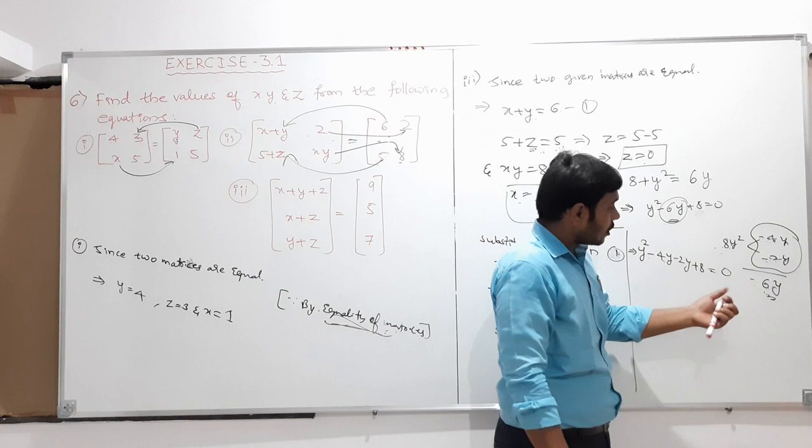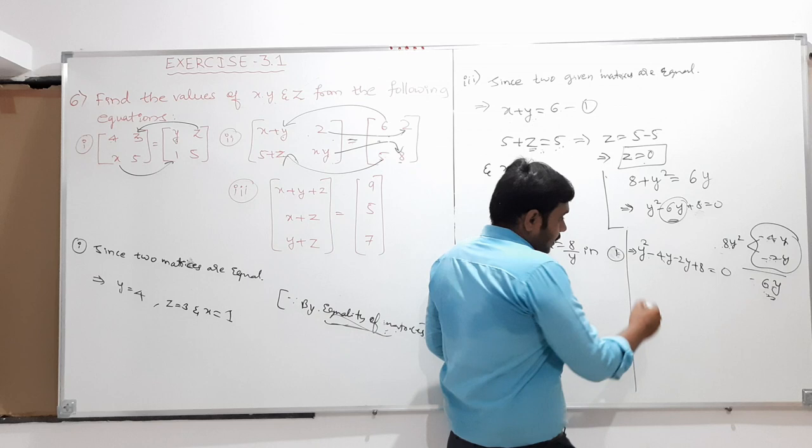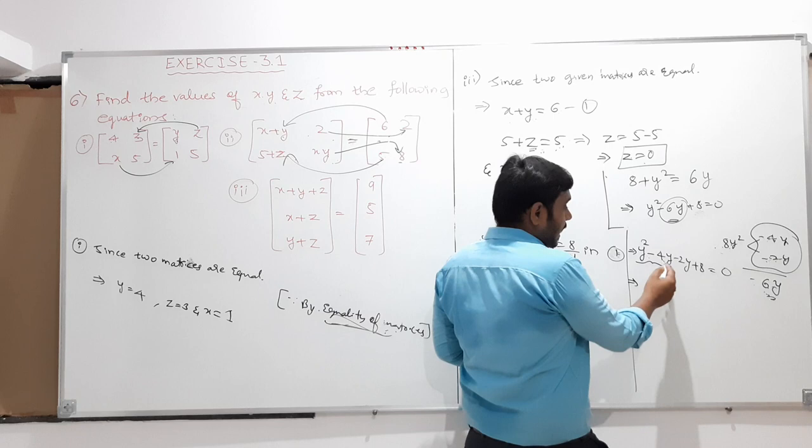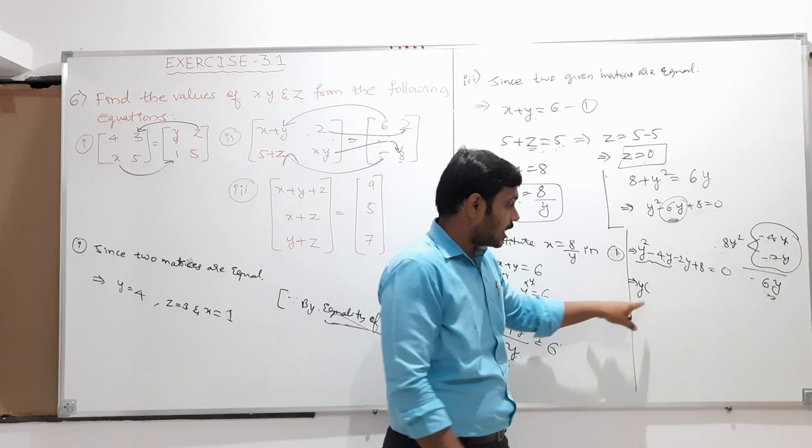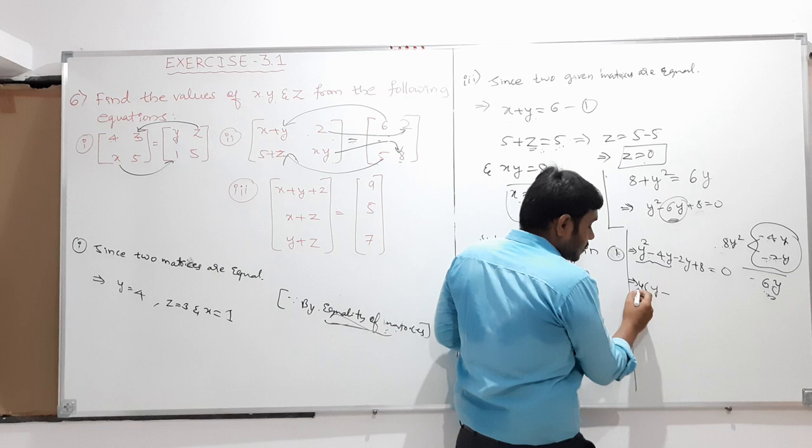So what I am doing here is, in place of minus 6y, I am writing this. And now my dear students, from these two terms I can take y as common. So if I take y common from these two terms, what is inside? y into y is y square, minus as it is 2y. Already y I took common.